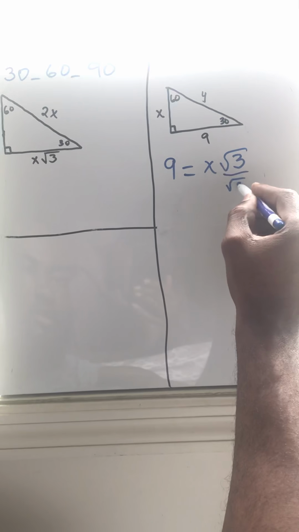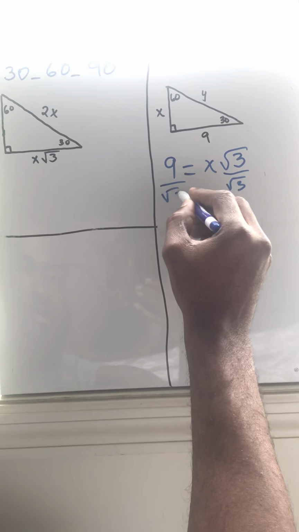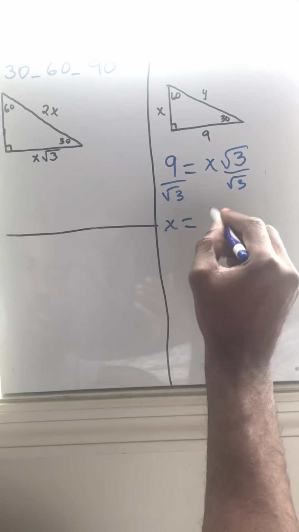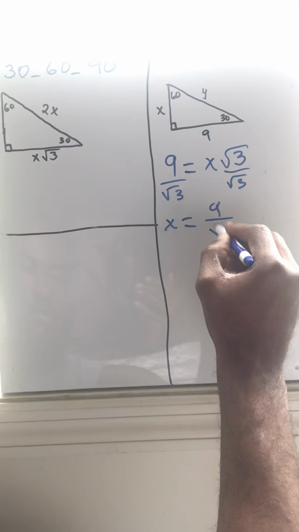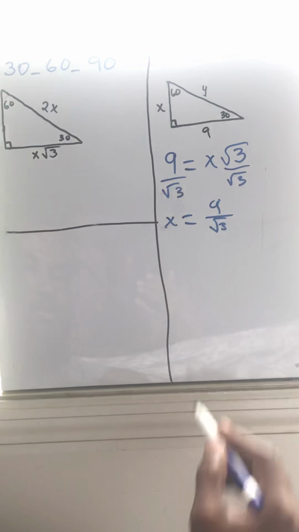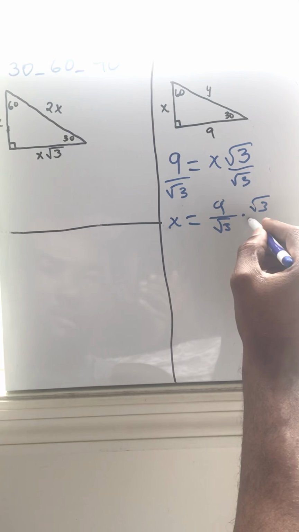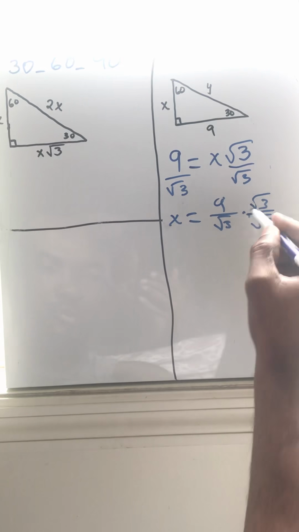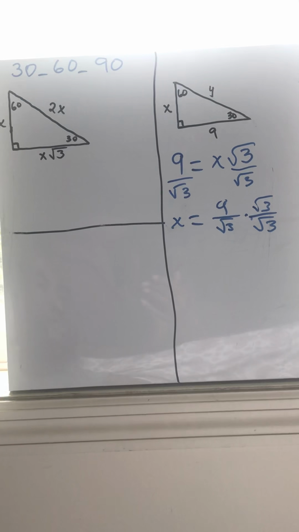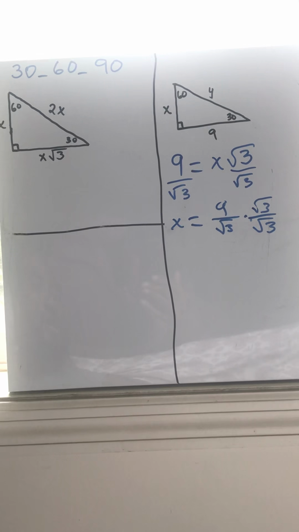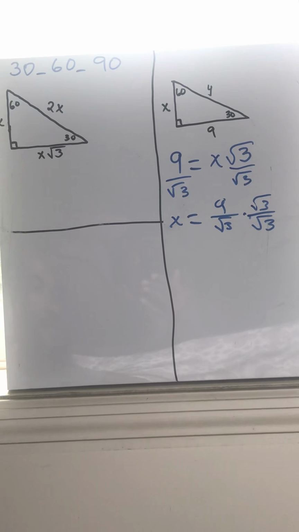Divide by the square root of 3 on both sides. x would be equal to 9 divided by the square root of 3. Remember, we cannot have a square root of 3 at the bottom. I'm going to do the same thing I did earlier: multiply and divide by the square root of 3. Anything I multiply and divide by the same number, it's like I multiply by 1. When I multiply by 1, I don't change anything.